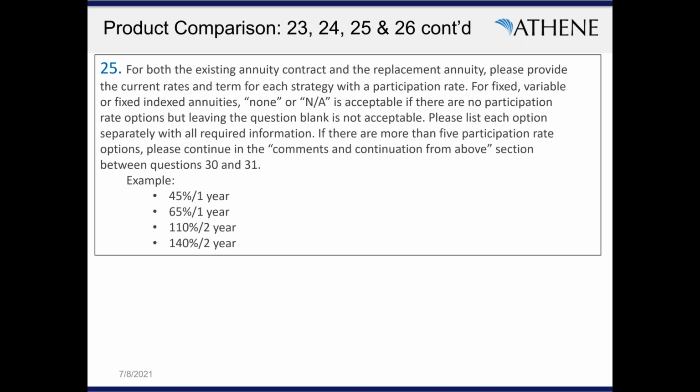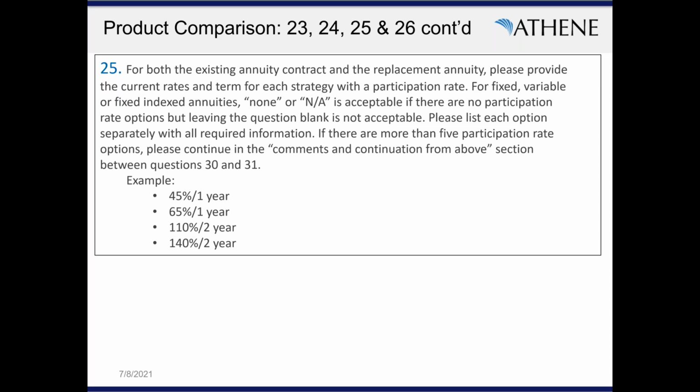So again, very same thing. If the contract you're replacing or the contract you're purchasing at Athene do not have any participation rates, you can mark it NA or none, but you cannot leave it blank. If right now the form gives you a space to put 5 participation rates, if there are more than 5, again, you have that continuation section between questions 30 and 31. If you use Firelight, it gives you unlimited amounts of space to put anything that you need. That is always the best way to go.